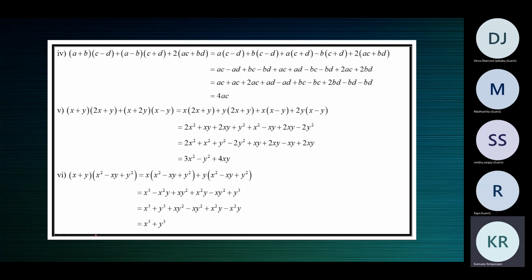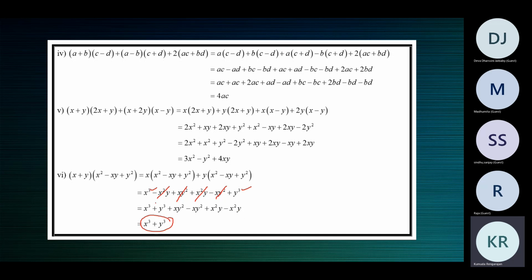Then you can see that I've just arranged it here. You can also cancel it at this stage itself. Minus x square y plus x square y is 0, plus xy square minus xy square is 0. So the answer is x cubed plus y cubed.